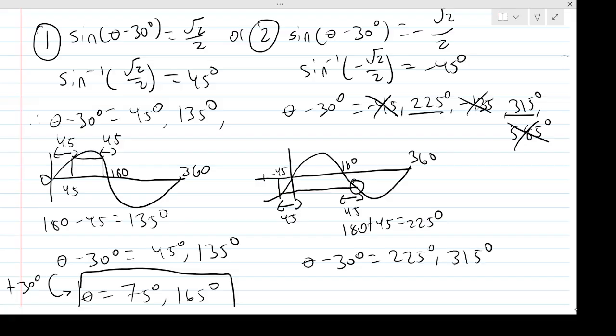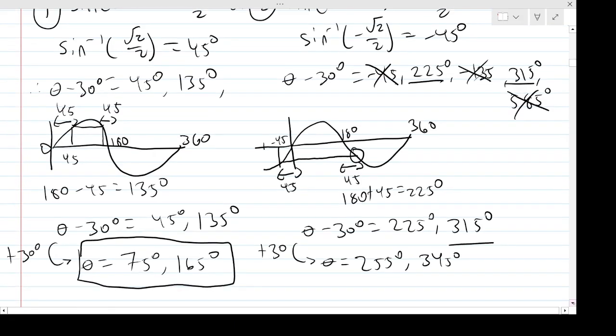But of course, I want to solve for theta, so I need to get rid of the minus 30, so I add 30 to both sides. Therefore, theta would be, if I add 30 to my values, 225 add 30 would be 255 degrees, or 315 add 30 would be 345. And those are my two solutions here.